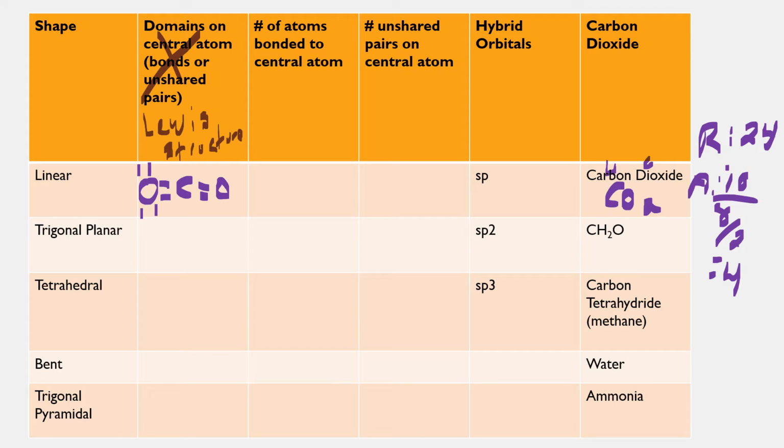Here are my valence electrons to finish out those O's and make them stable. Those aren't bonds, those are dots, sorry. So we need to look at the number of atoms bonded to the central atom. This is how many bonded domains.